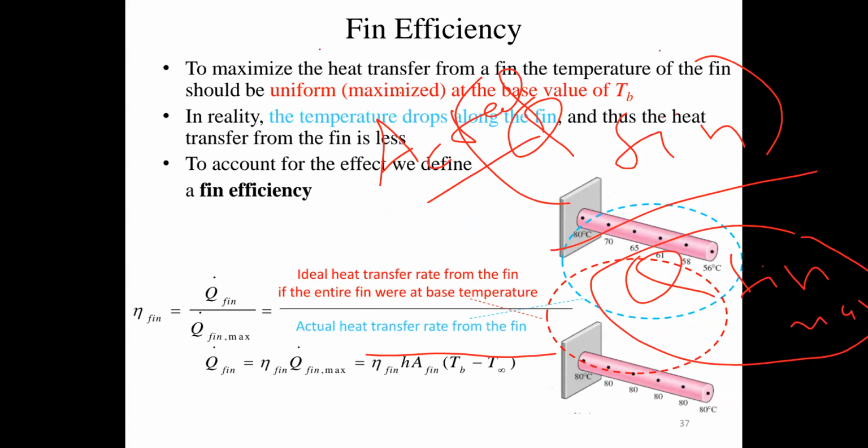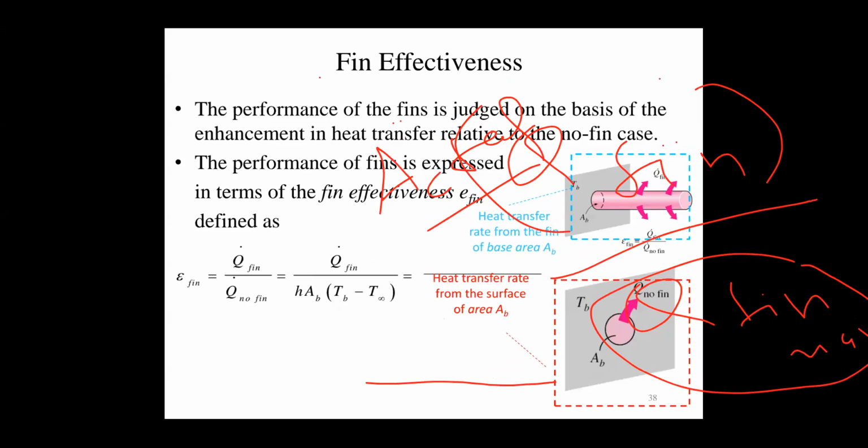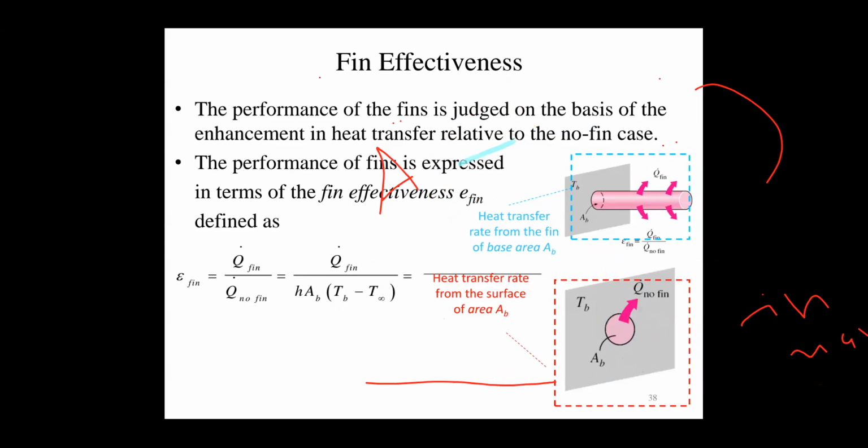Okay. So next we see about the fin effectiveness. Fin effectiveness means we compare the heat transfer with and without the use of fin. So the performance of fin is judged based on the enhancement of heat transfer relative to no fin. The ratio of the heat transfer rate from the surface with the use of fin to that without the use of fin is the effectiveness.